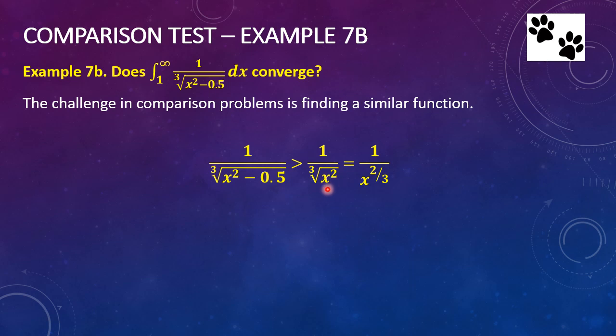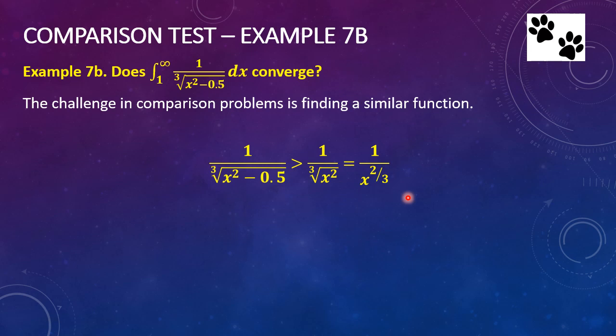Okay, so we can see here that the denominator on the left is less than 4, but remember, when the denominator is smaller, the entire fraction is bigger. For example, 1/2 is greater than 1/4. So we can see that our original function is greater than 1 over the cube root of x squared, which we could simplify to 1 over x to the power of 2/3.